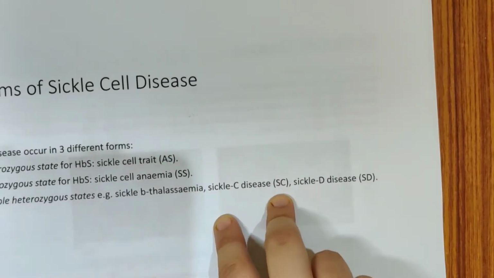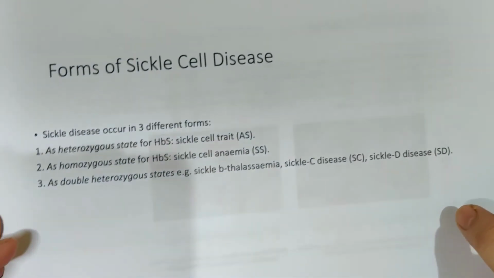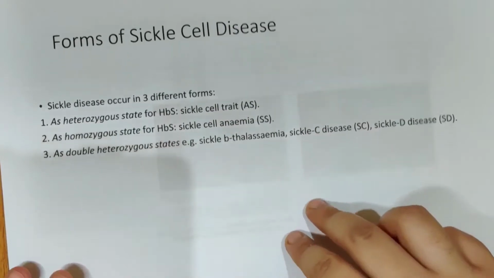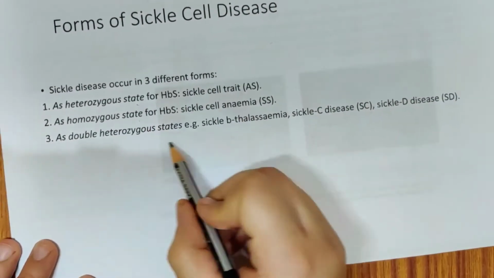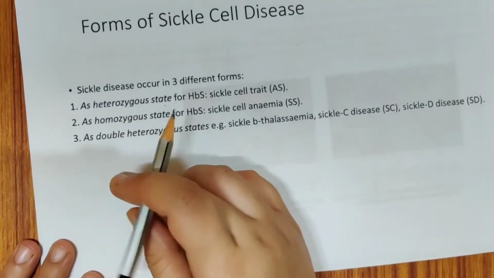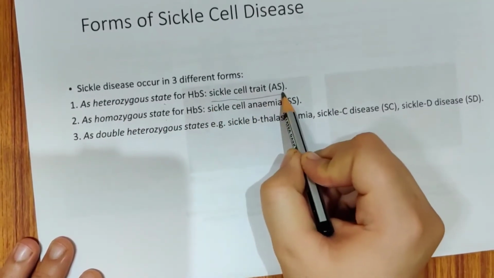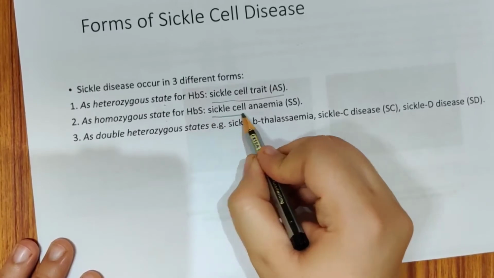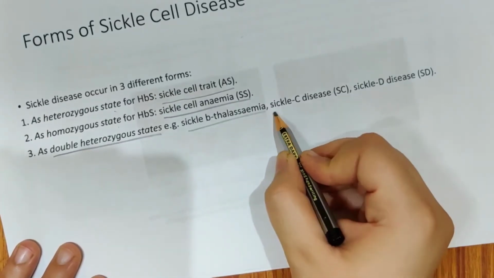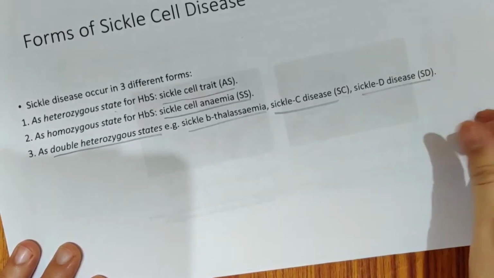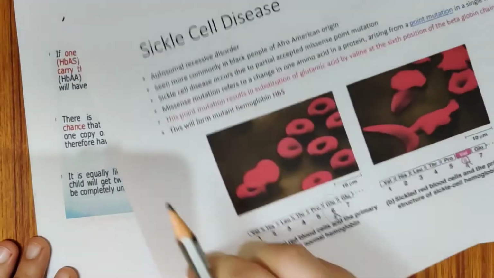Now, forms of sickle disease. What are the different forms of sickle disease? Sickle diseases are of 3 forms. You have heterozygous state, homozygous state, and double heterozygous state. Heterozygous state is known as sickle cell trait. Homozygous is known as sickle cell anemia. Double heterozygous is sickle beta thalassemia, sickle C disease and sickle D disease. Now we will read them in detail.